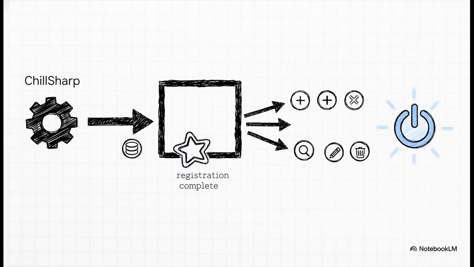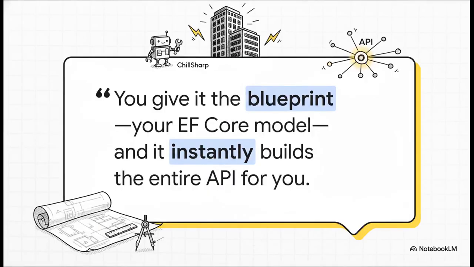Your API is live. You know, this quote here really nails the whole idea. Your EF Core model isn't just code anymore. It's the architectural plan for your entire API. You hand that blueprint over to ChillSharp and it just builds the whole thing for you. A complete high-performance API built in an instant.